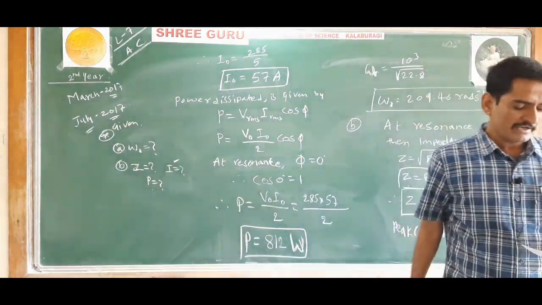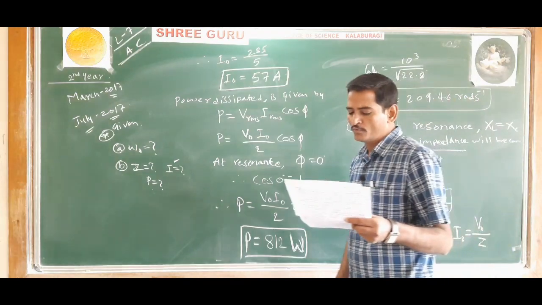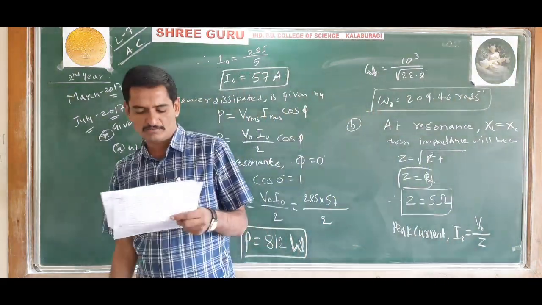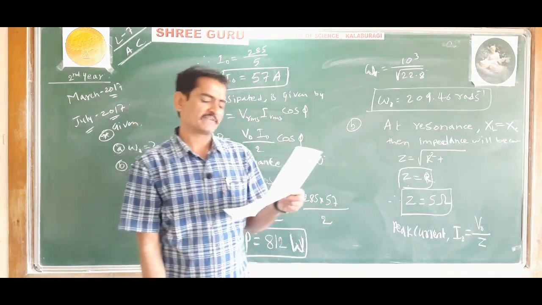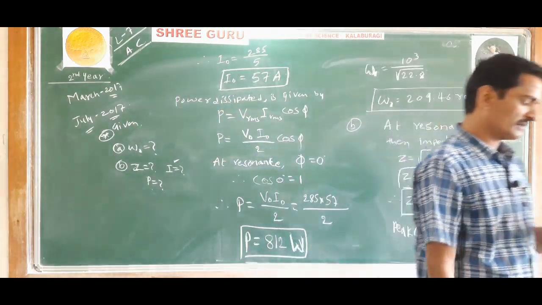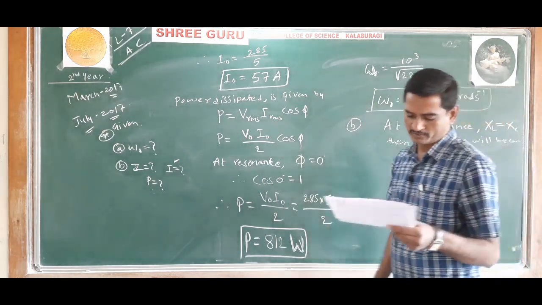Okay. Write down the question. If the peak value of AC current is 4.24 ampere, what is its root mean square value? Question mark. This is March 2018.